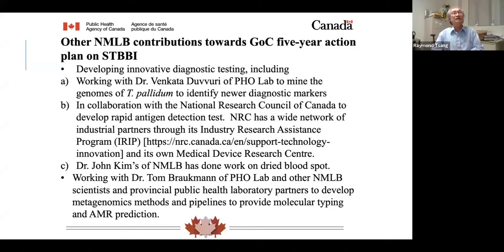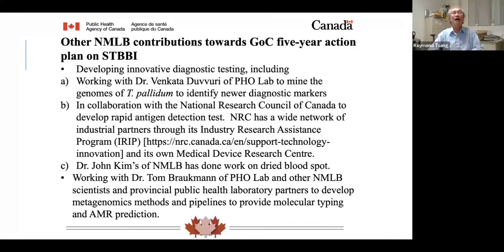these include working, for example, with our partners. In this case, NMLB is working with Dr. Venkata Duri of PHO lab to mine the genome of Treponema pallidum to identify newer diagnostic markers and or potential vaccine candidates. And we also have collaboration with the National Research Council of Canada to develop rapid antigen detection tests.